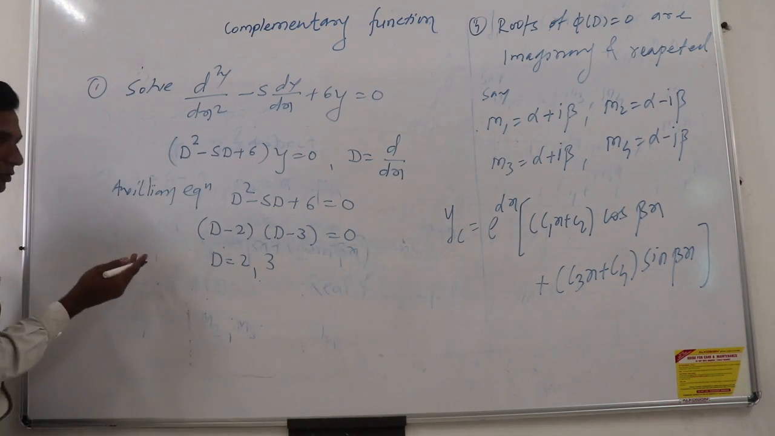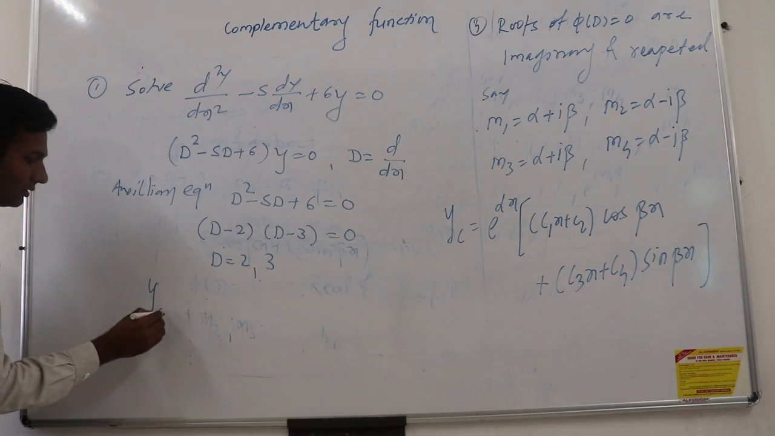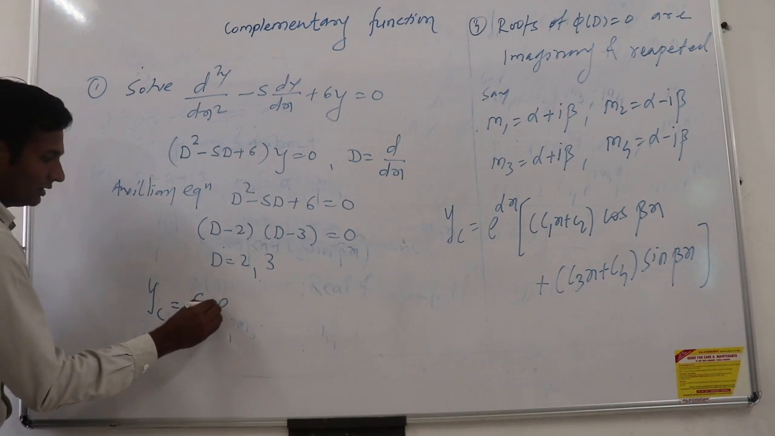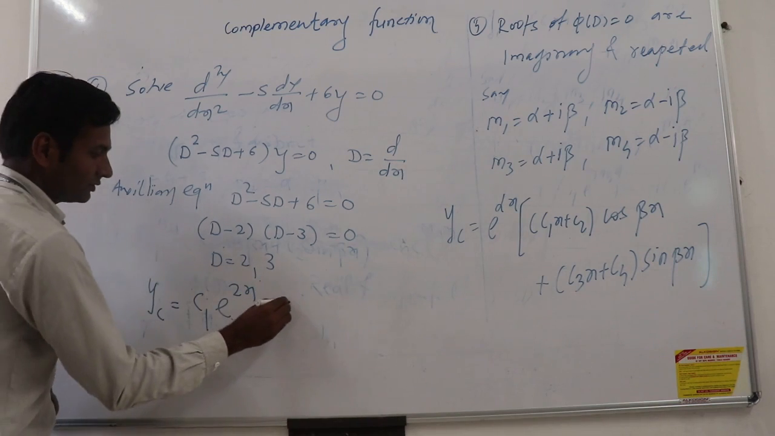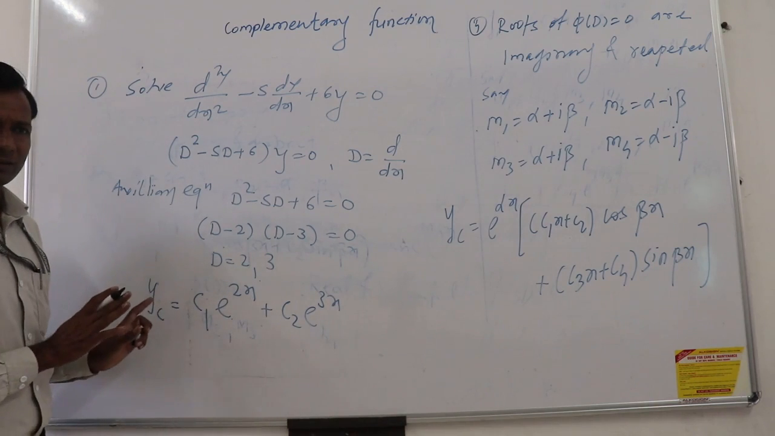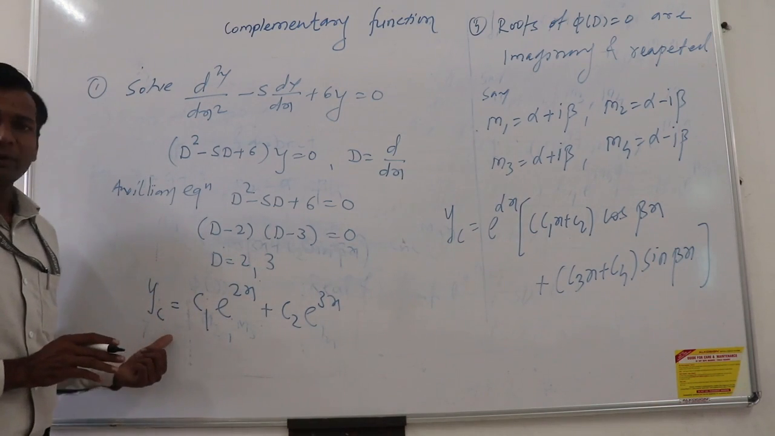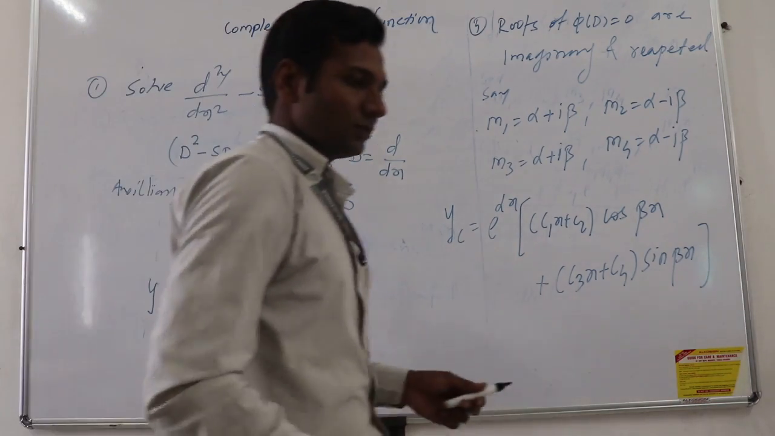Then we use case number 1 for it. And case number 1 is like that: c1 e raised to 2x, 2 is our first root, plus c2 e raised to 3x, and 2 and 3 are interchangeable. So that is the complementary function for this first example.